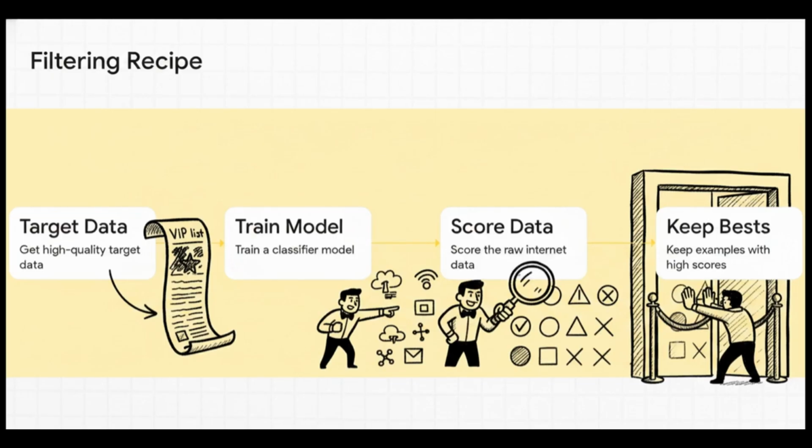Let's break down this fundamental recipe. We can think of this four-step process kind of like a nightclub bouncer. First, you get your target data. That's the VIP list. Second, you train a classifier. So you teach the bouncer what a VIP actually looks like. Third, you score the raw data. The bouncer checks the ID of every single piece of data at the door. And finally, you just keep the high scores, letting only the best data into the club.